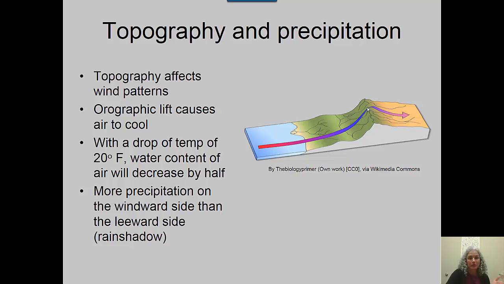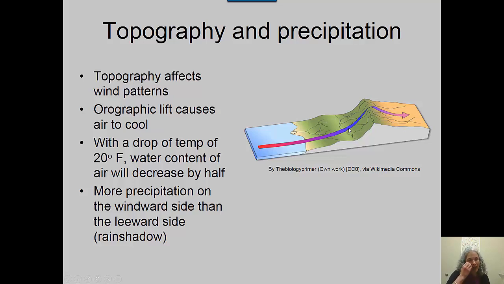We just talked about, when we were talking about air mass circulation, that warm air masses can hold more moisture than cold air masses. So we're going to see the same thing happening. As this air mass is forced to rise, this is called orographic lift, it's going to cool down. With a drop of temperature of 20 degrees Fahrenheit, the water content in the air is going to decrease by half. That means it's going to rain over here on this side of the mountain range.